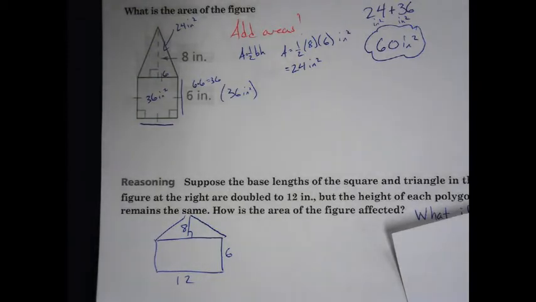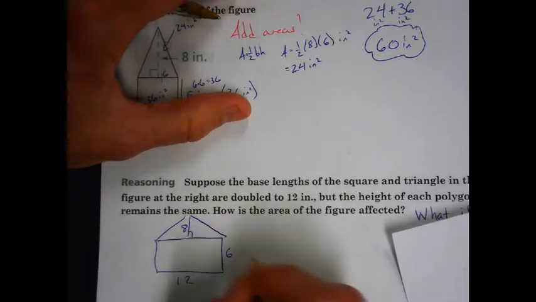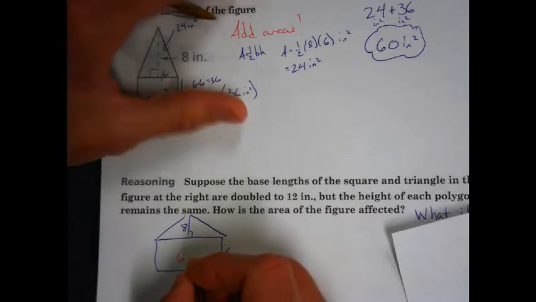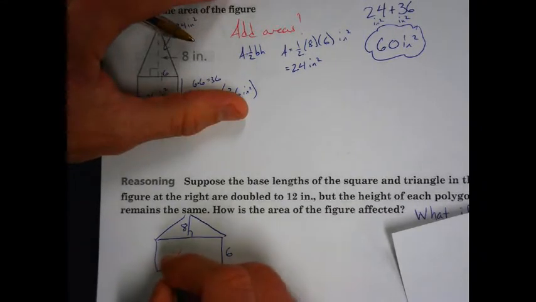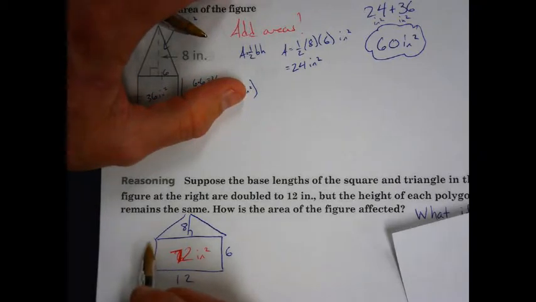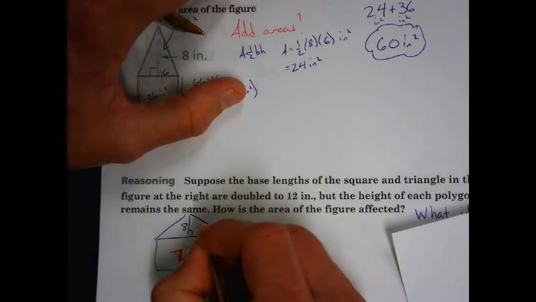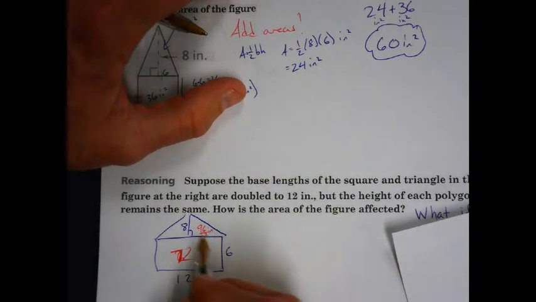The area of the rectangle, 12 times 6, that's going to give us 72 square units. So we have 72 square inches in the rectangle, and then 12 times 8, of course, is 96 square inches, but divided by 2. Okay, so half the base times the height.